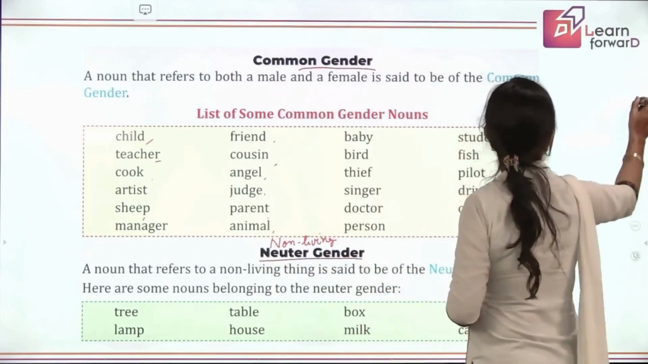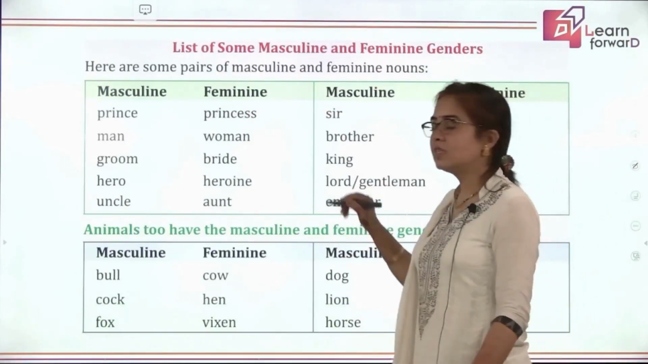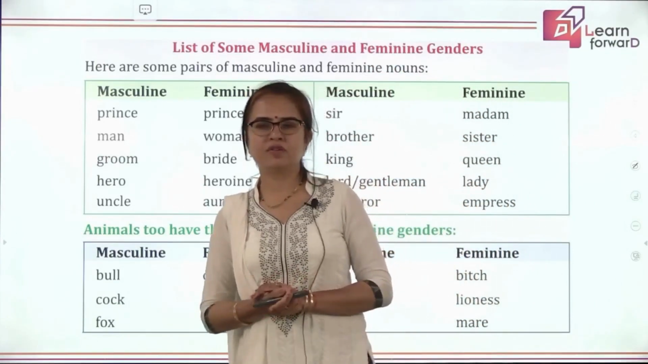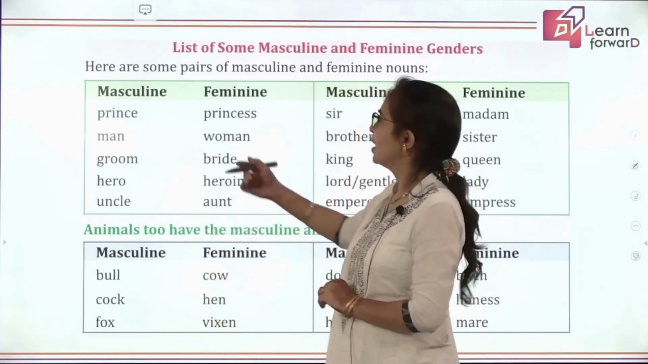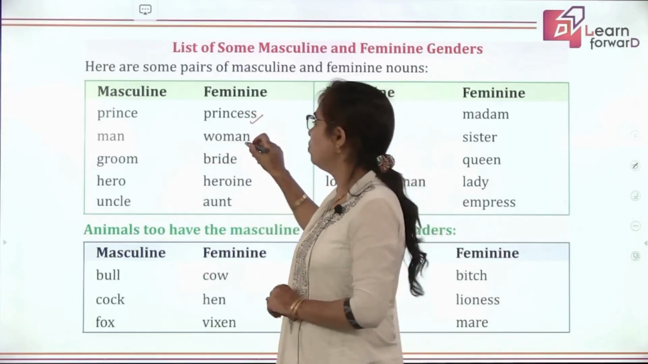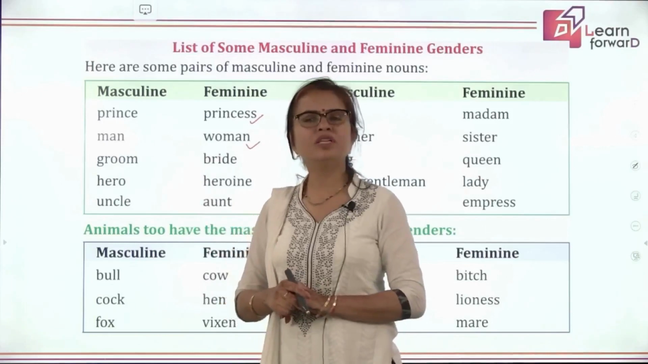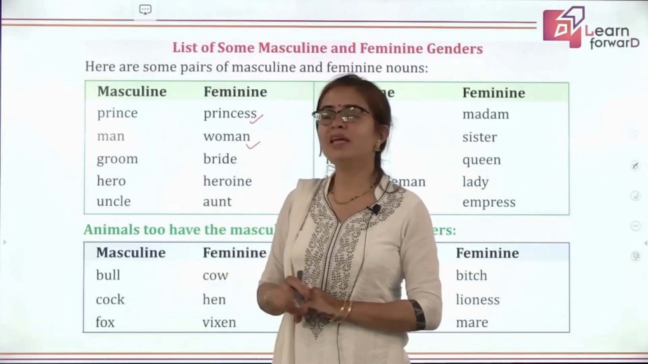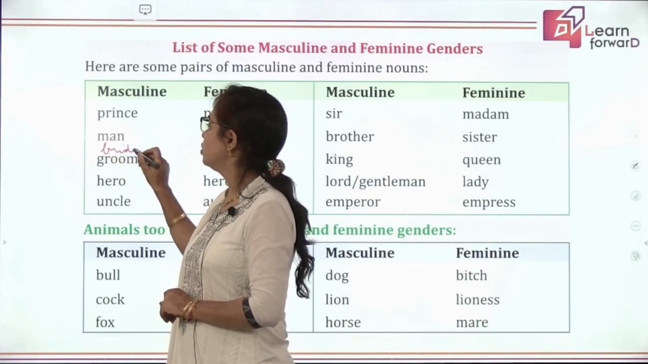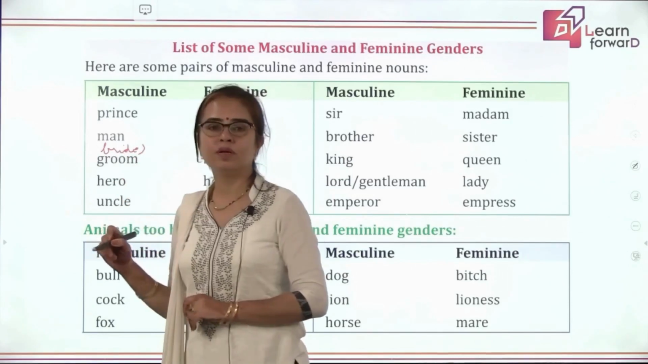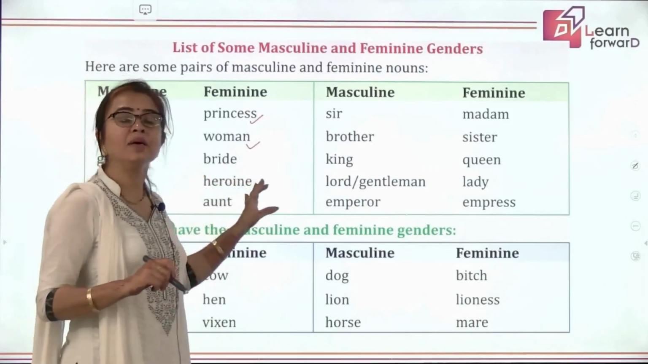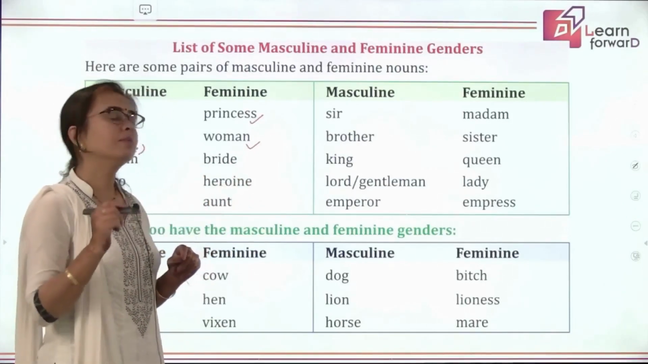Let's move ahead. We have some list here. Now this is the list of masculine and feminine gender. Some you might know from your previous grades and will be learning new ones here also. So prince, princess, man, woman, good. Groom, who is groom? Groom is bridegroom. We use both the words. To be short, we simply say groom, and the complete word is bridegroom, and the bride is the female who is going to get married.